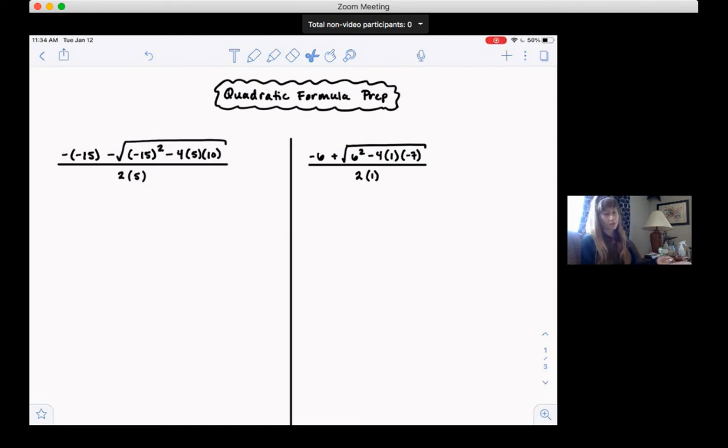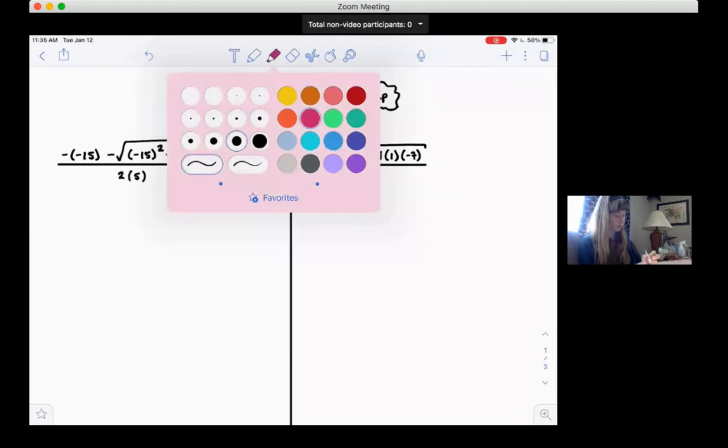Hey everyone, while I'm out for this day, we're going to do a little practice that will help us prepare to use the quadratic formula in our next lesson. So basically what we're going to do for this prep is simplify an expression that looks like this, because we're going to have to do this when we're using the quadratic formula. I know that this looks really complicated, but the idea is we just simplify it piece by piece. So we're going to identify some parts that we can simplify.